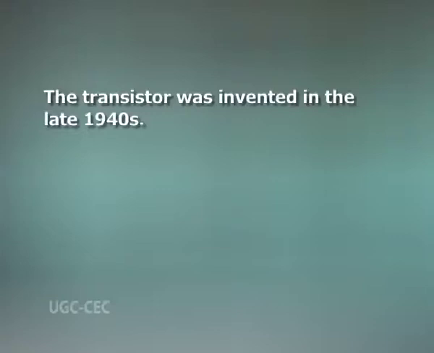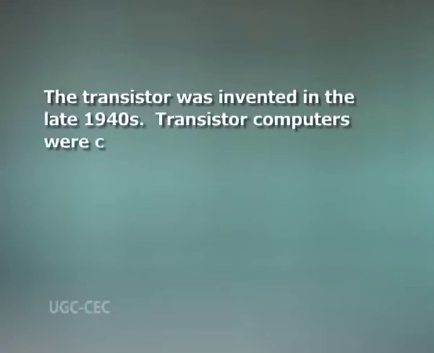The transistor was invented in the late 1940s. Transistor computers were cheaper and faster. Finally, the microprocessor was invented in the 1950s. Integrated circuit was invented in 1958 by Jack Kilby. It permitted thousands of transistors to be etched on a fine chip of silicon.